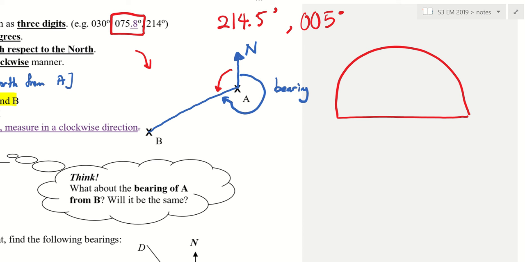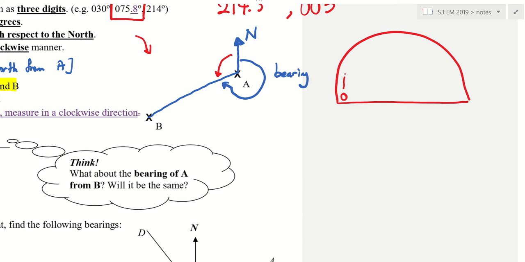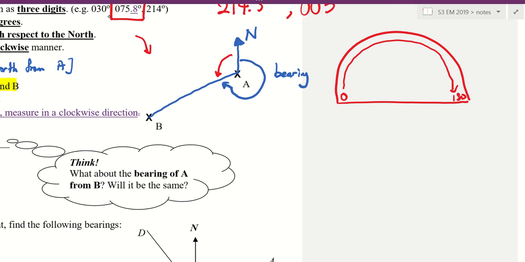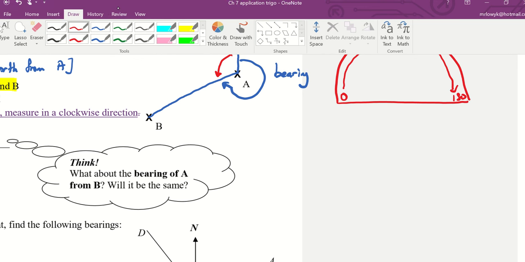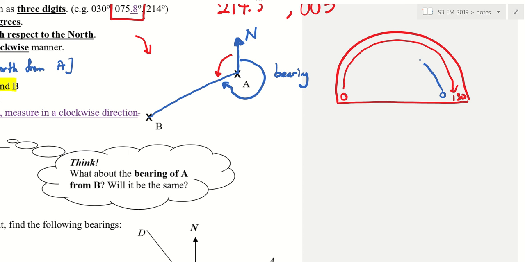History and geography. Geography, no problem. But history students, maybe we revise a bit. This is 0, then all the way here is 180. But if you look at your protractor again, there is another scale that says 0 all the way here to 180. So make sure you know how to read your protractor correctly. Later I'll come to you and then we talk.